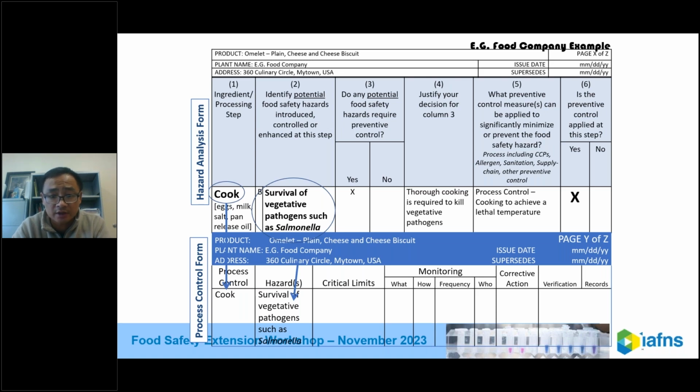Now you see here, you have to justify your decisions: raw cooking. And the prevention we should use is cooking to achieve a lethal temperature.